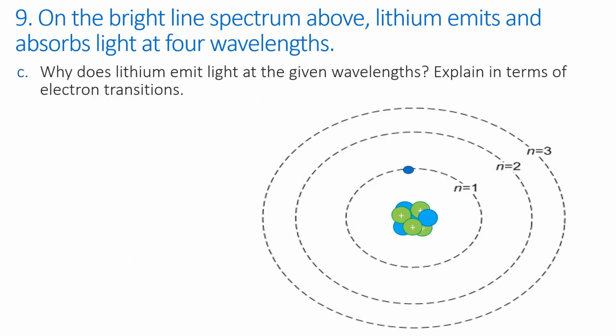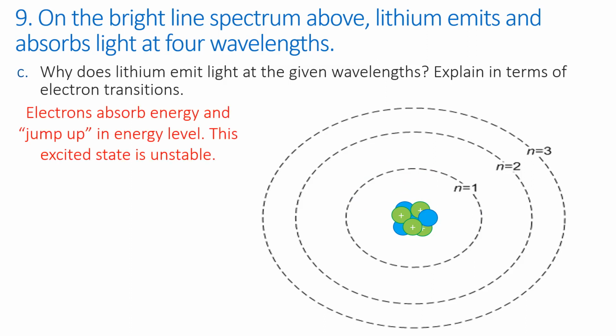Why does lithium emit light at the given wavelengths, displayed in terms of electron transitions? So this goes back to the Bohr model of the atom. So here's a very simple atom, a lithium atom, and we're only showing one electron here. This electron is currently orbiting the nucleus in its ground state. So that is its normal energy level. It's possible for it to absorb some energy, in which case that electron is going to jump up to the excited state. So here we jumped from the first energy level to the third. It could have been the first to the second, or the second to the 20th, or the second to the third. All of those transitions are possible.